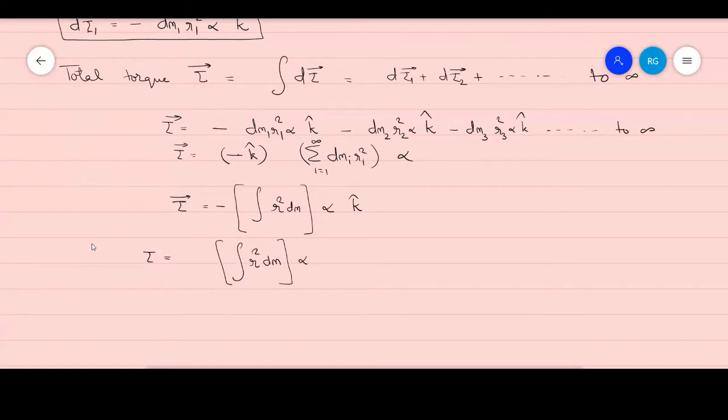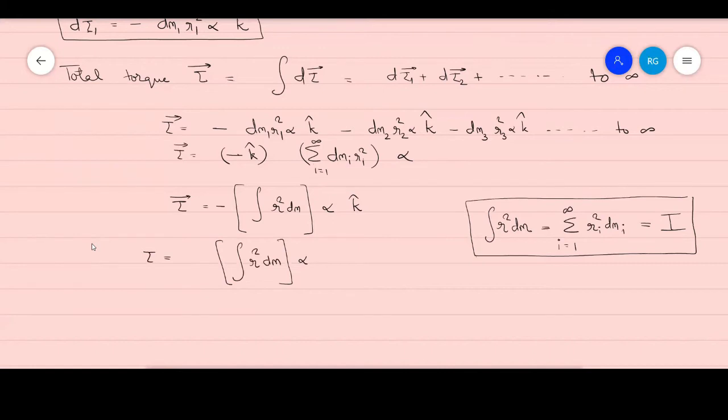Now here we have a mathematical quantity: the integration of r square dm, or the summation of r_i square dm_i, where i is equal to 1 to infinity. This quantity is known as capital I, meaning moment of inertia.